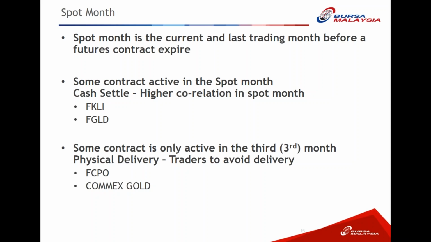For example, usually those cash settlement or cash settle contracts have a higher call relationship in the spot month, which is like FKI and FGLD. So you will have active contracts during the spot month. But some contracts are usually active in the third month, which are those contracts having physical delivery, like CPO or gold in COMEX, because all the traders are trying to avoid physical delivery. So you don't want to own the oil, that's the reason why it's not active.